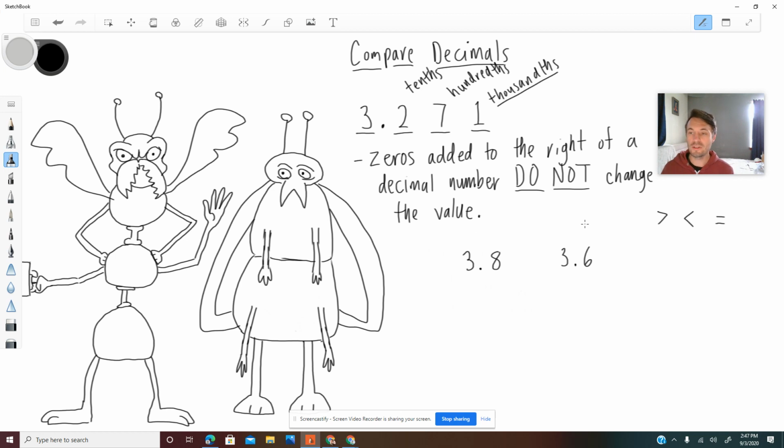You always do the same thing, you stack them. And the first thing you stack is the decimal points, because when we're stacking decimal numbers to find out which one's bigger, here's the most important part. We have to line up all the place value positions.